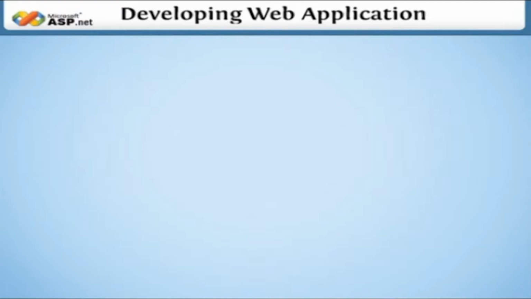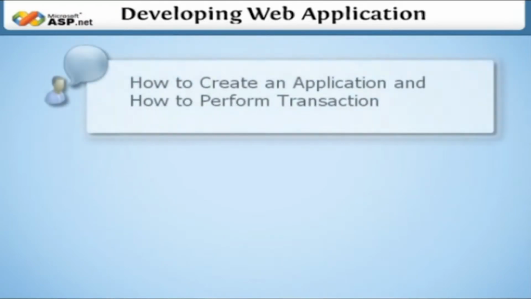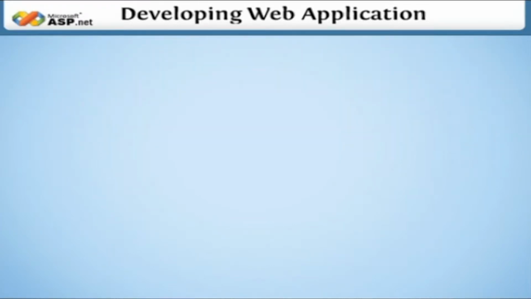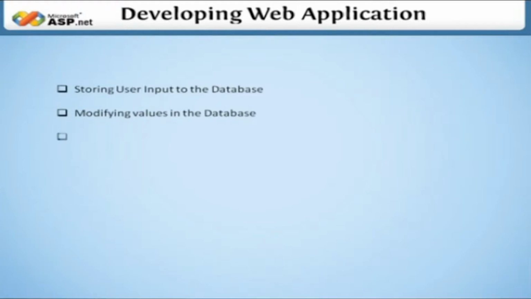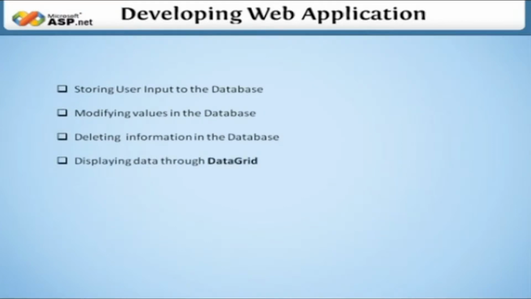Developing simple web application. In this lesson, we're going to discuss how to create an application and how to perform the database transaction. Before entering into the application, I'd first like to tell you what the actions are that we're going to accomplish in our application. This is the application to perform the transactions, such as storing user input to the database and modifying values in the database. Also, to delete the information about a particular student in the database, and displaying data through data grid.